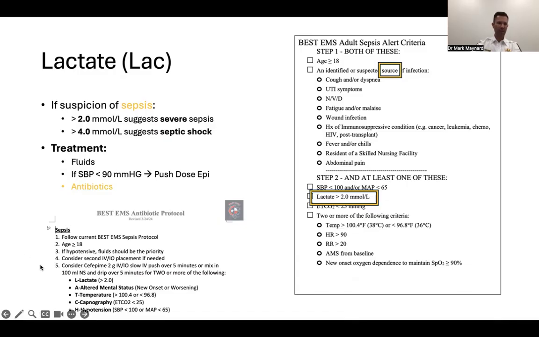And which antibiotic would we give? Well, we got a protocol for that. We give cefepime, and they have to meet the LATCH criteria. And you can see that if you have two or more of the LATCH criteria, and lactate being one of them, you can go ahead and give pre-hospital antibiotics, cefepime.